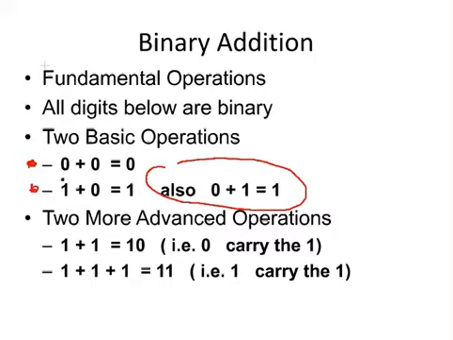Now, let's consider the two more advanced operations that we're going to use. These are 1 plus 1 equals 1, 0. What we do there is leave the 0 and carry the 1. The second operation is 1 plus 1 plus 1 equals 1, 1. And what we do there is leave the 1 and carry the 1.